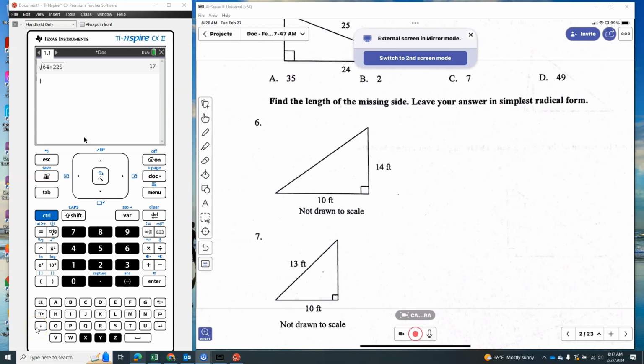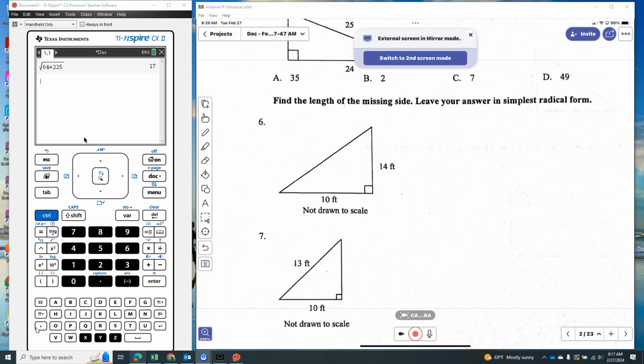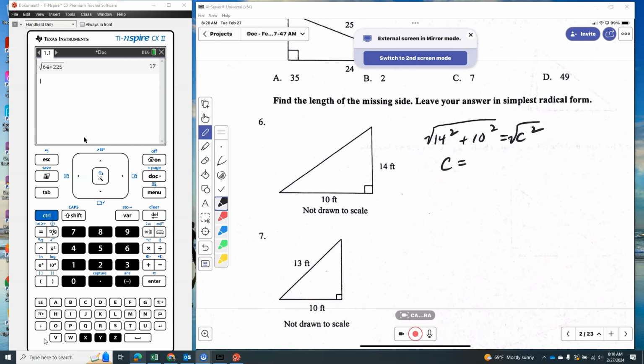Number 6, to find the length of the side, and there's a hypotenuse, so we have 14 squared plus 10 squared equals c squared, and you want to leave it in radical form, so you want to get the square root of both sides. So 14 squared plus 10 squared is going to give you the square root of 296. The largest perfect square that goes into 296 will be 4. So it's going to be the square root of 4 times the square root of 74, and this simplifies to 2, because the square root of 4 is 2, square root of 74.